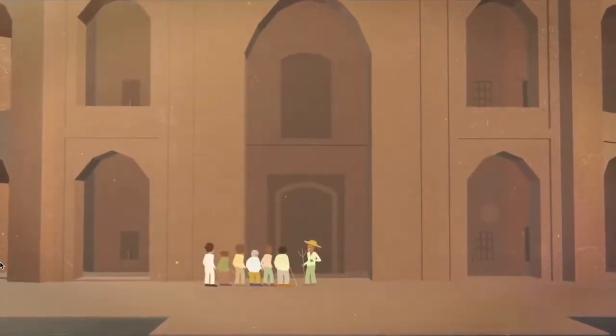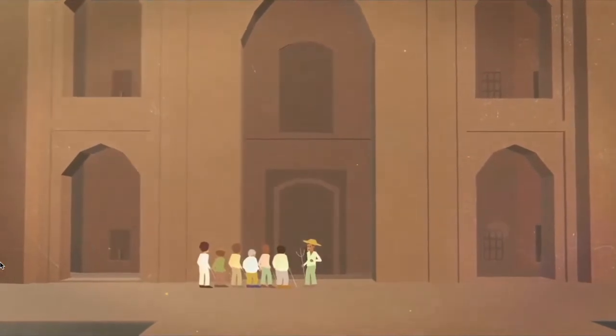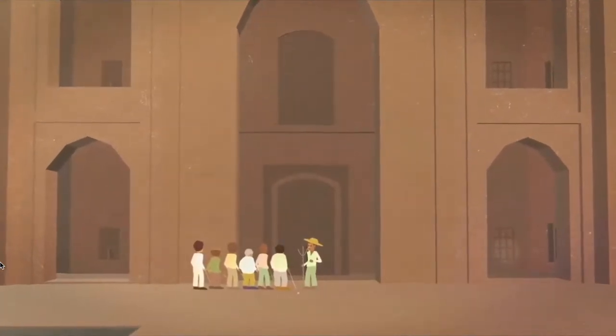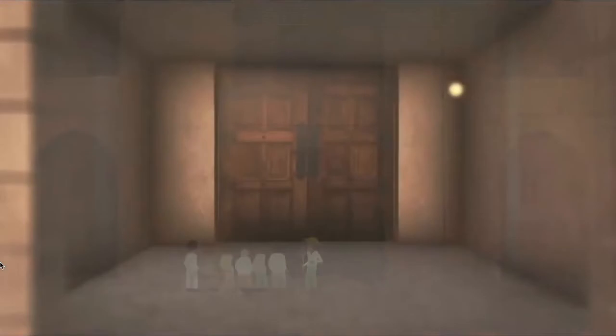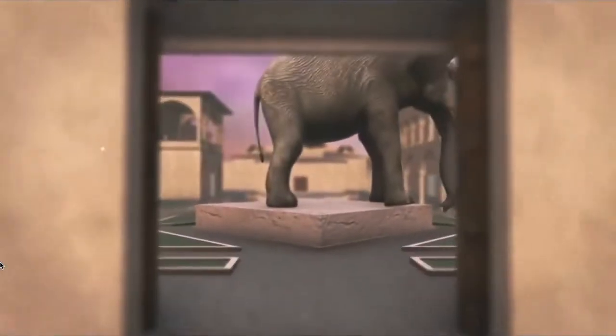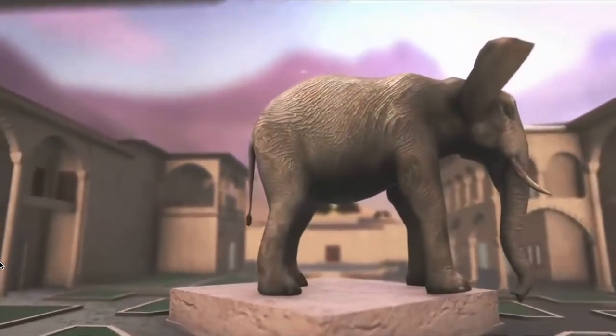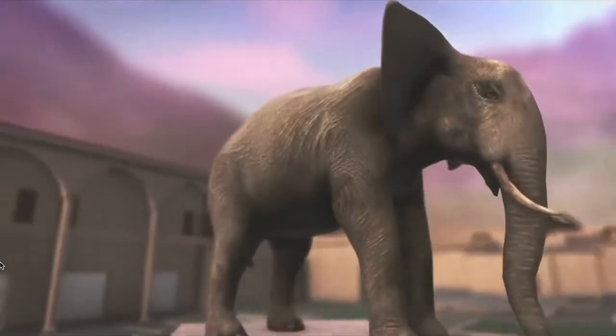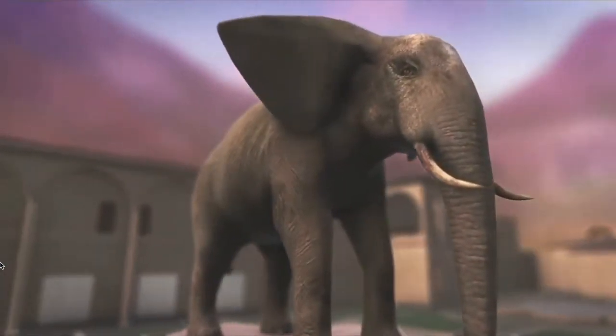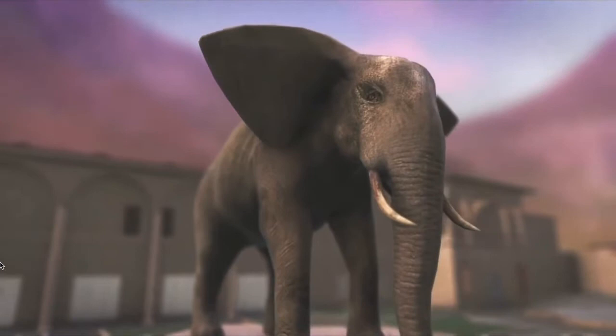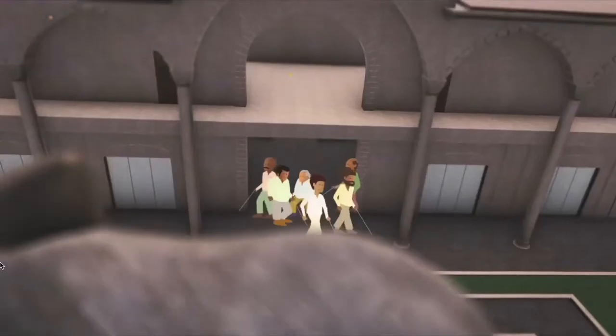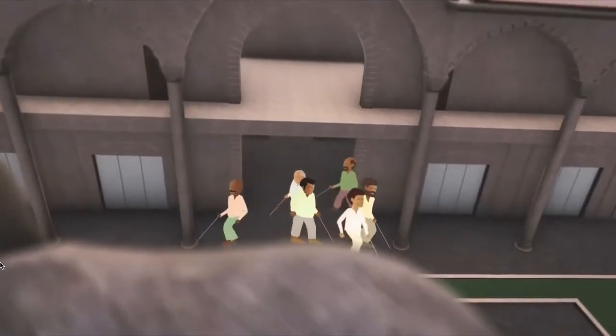by an old friend from their village who worked as a gardener on the palace grounds. Their friend led them to the courtyard. There stood an elephant. The blind men stepped forward to touch the creature that was the subject of so many arguments.